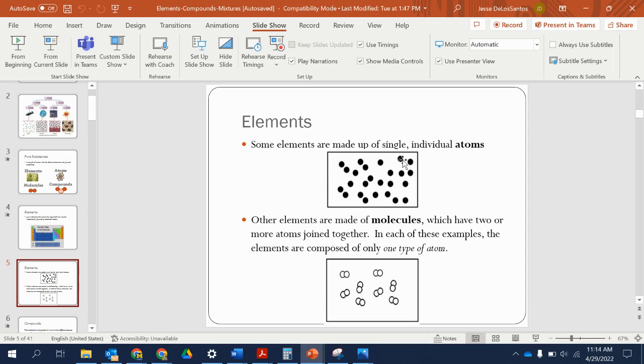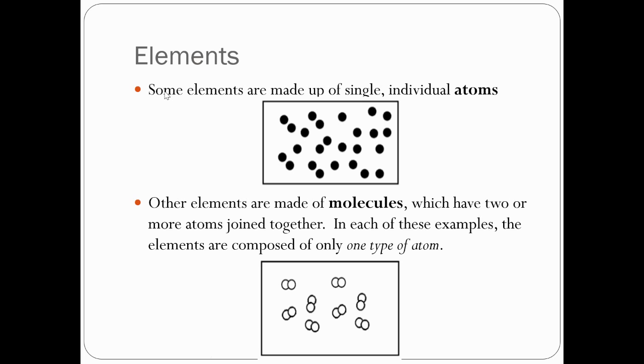Remember, they're just made up of one single individual atom. So if you see just something like this, you know that it's going to be a pure element if it's just one kind of particle in there, like this one. It's just one kind, right? And it's single. It's by itself, individual atoms, right?